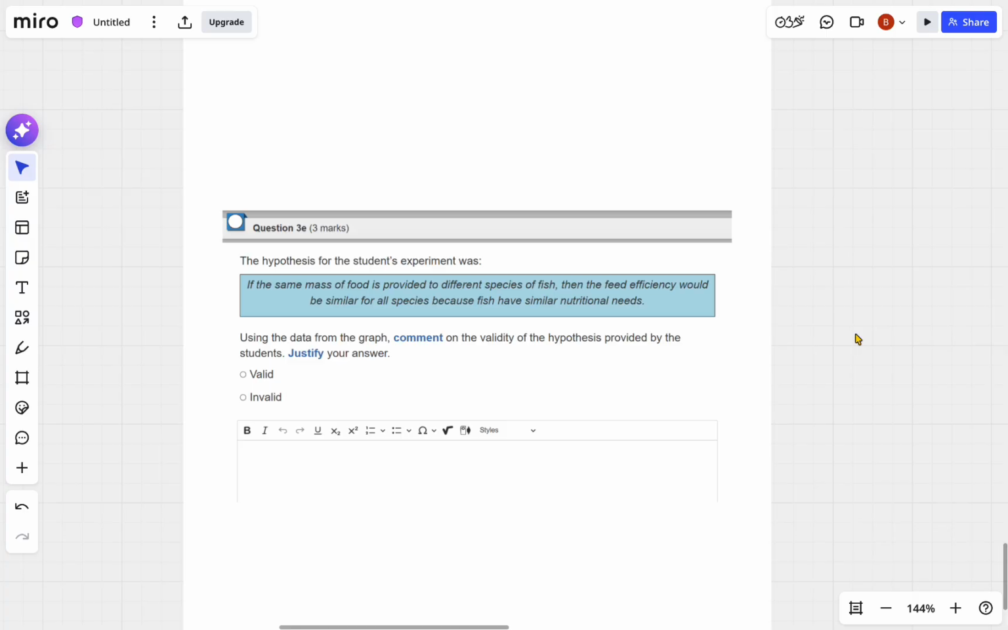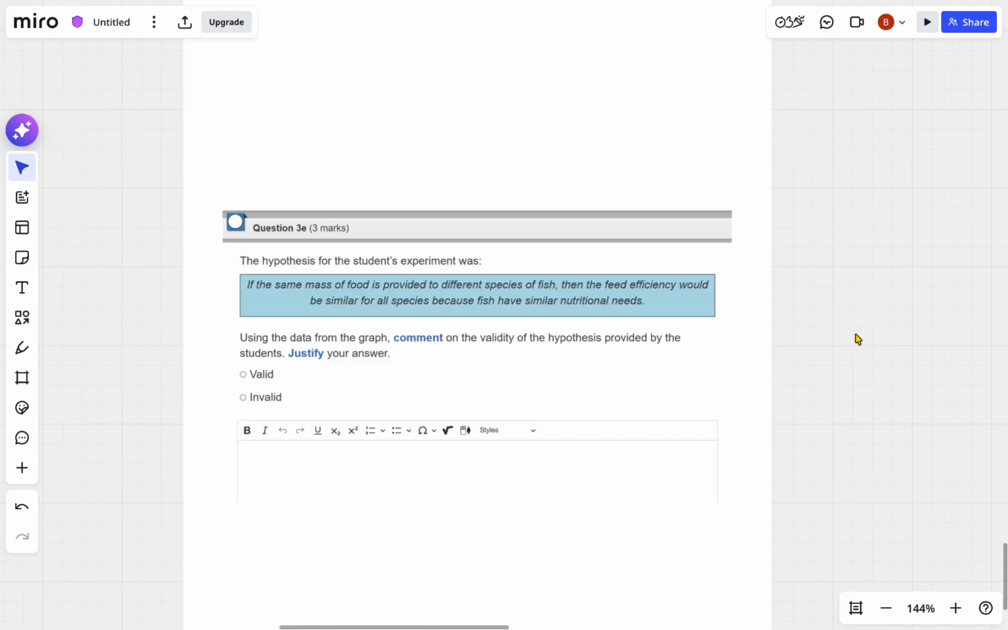The hypothesis for the student's experiment was, if the same mass of food is provided to two different species of fish, then the feed efficiency would be similar for all species because fish have similar nutritional needs. Using the data from the graph, comment on the validity of the hypothesis provided by the students and justify your answer. I've actually deleted the graph that I made because I needed to write the answer for this.